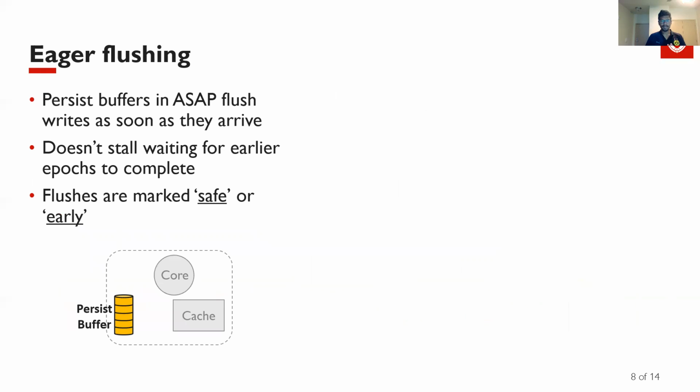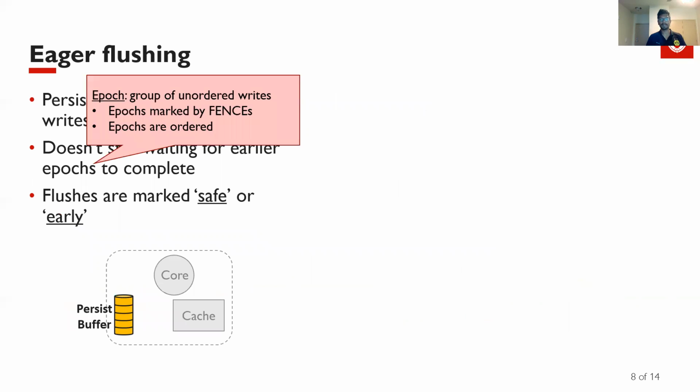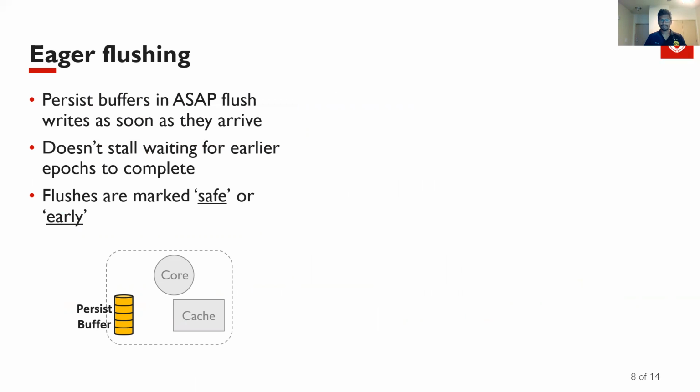One of the core design principles in ASAP is the concept of eager flushing. But before we get to that, I want to define the term epoch. An epoch is a set of writes that have no ordering dependencies between them, so they can be flushed concurrently. Now, epochs are ordered using fences, and writes in different epochs need to be ordered. Now, let's get back to ASAP.